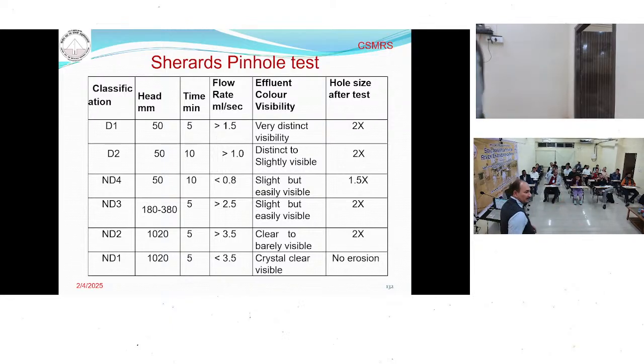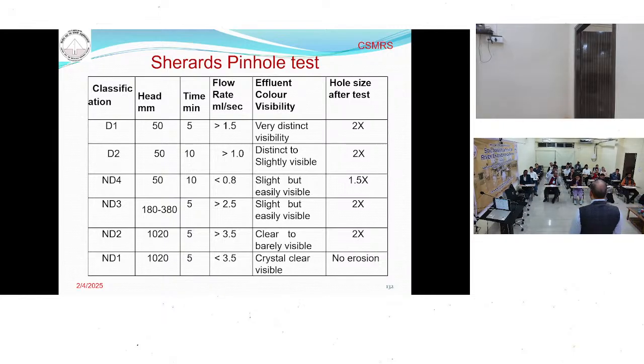So these are the tables. Under the 50 millimeter head, if you find that your flow rate is more than 1.5 and the water is turbid, it comes into dispersive category D1. If it is coming clear, run for 10 minutes, and if the flow rate is coming less than around 1, then it is dispersive but category D2. And if it is clear, then you go for the ND4.